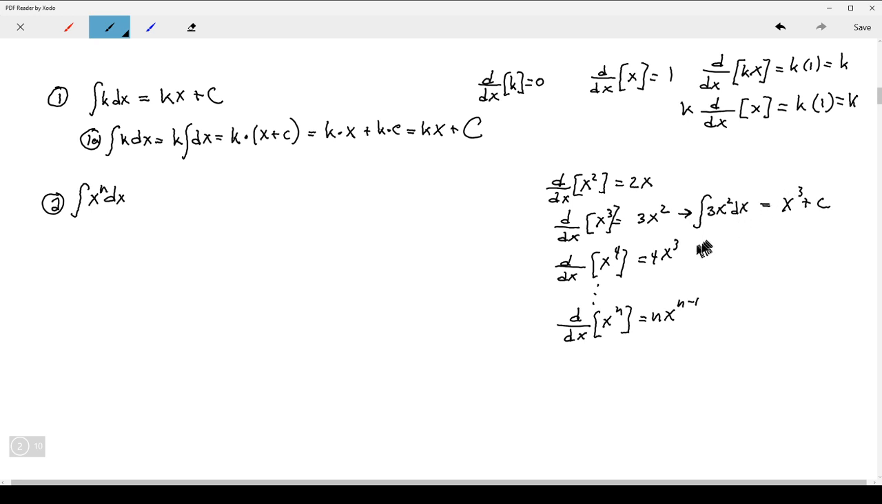Let's look at this one. If I take the antiderivative of 4x to the third, I know I want that to be x to the fourth.